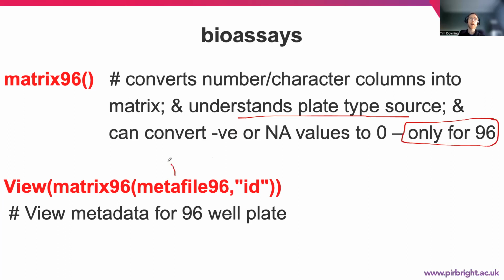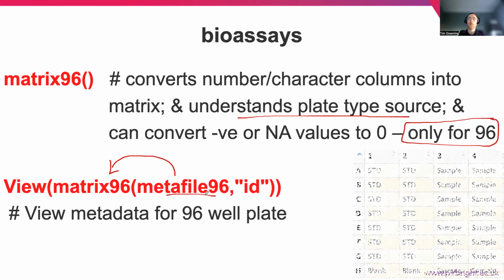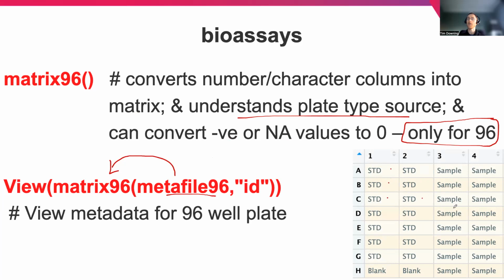So what we can do is take our metadata file and send it to that function and use the ID inside that metadata file, example 1 here, to extract that metadata. So what we would see then is metadata, so from A to H in this case, and 1 to 12 for the different labels inside this metadata.